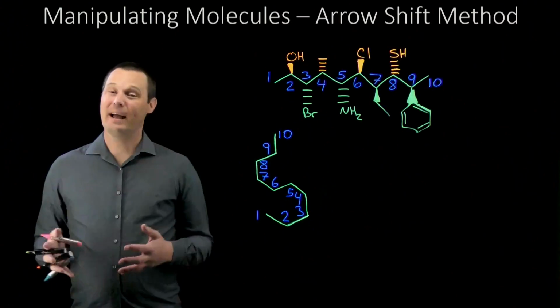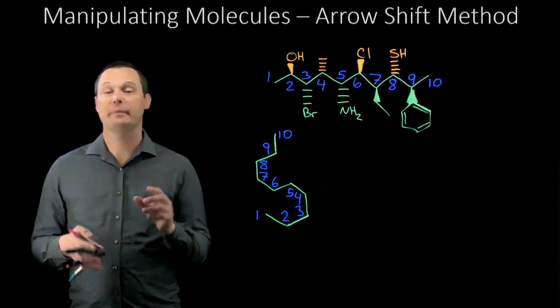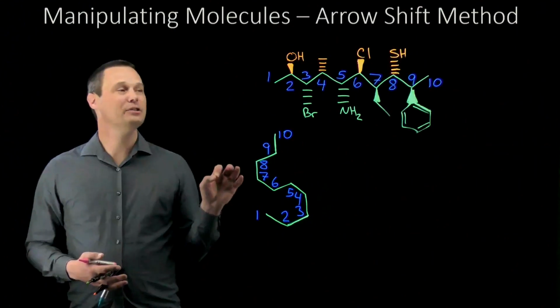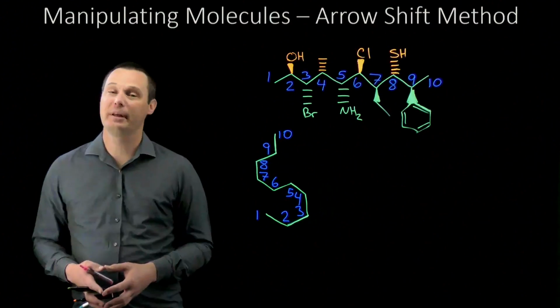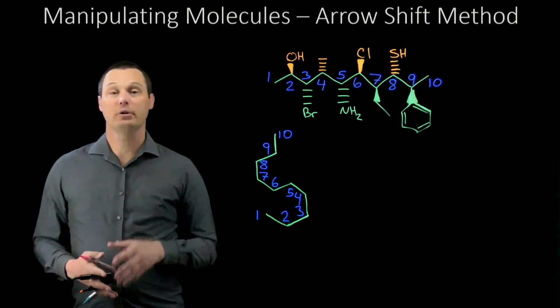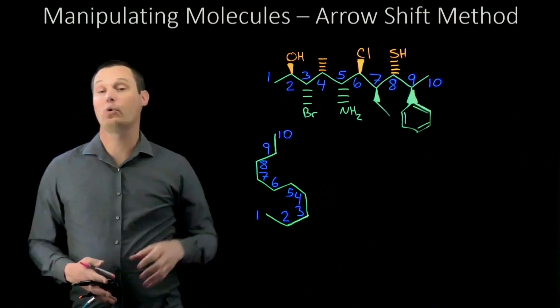Hey OChemNinjas! As you move through organic chemistry, rotating and manipulating molecules in three-dimensional space is a very important skill to learn. This video will cover a very high ninja level method for rotating and manipulating molecules. I call it the arrow shift method. I invented it. You probably won't find it in your textbook, but it's a really nice way to take a long molecule and rotate it into whatever orientation you want.